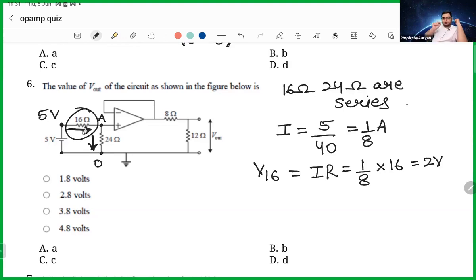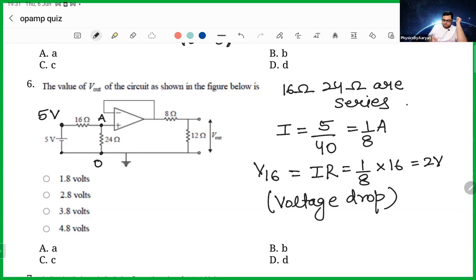So when you pass through the 16 ohm, 2 volt is dropped. This is known as the voltage drop. It means you start with 5 volt and 2 volt is dropped. So remaining is 3 volt. So that is why the voltage at this point is 3 volt. If the voltage at this point is 3 volt, then you know that the voltage at this point is also 3 volt. And since it is a voltage follower, the voltage at this point is also 3 volt.